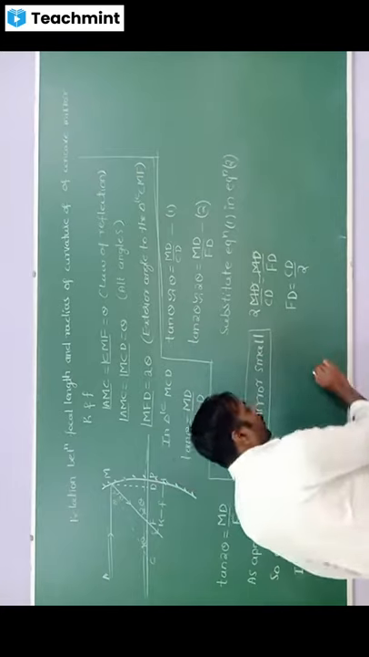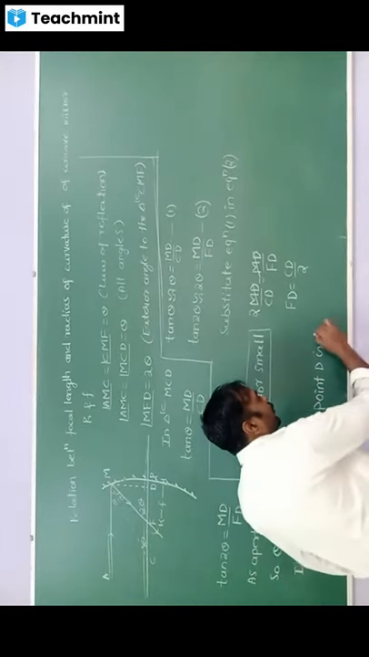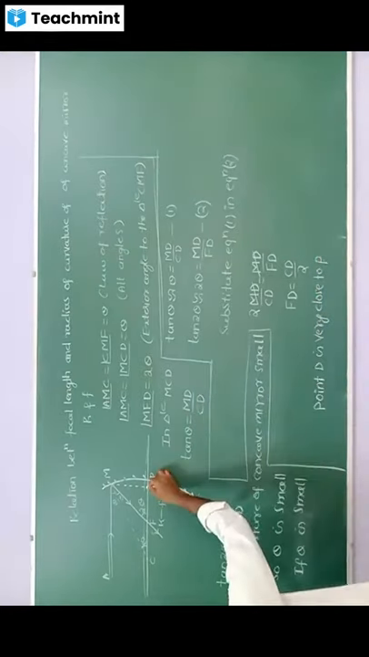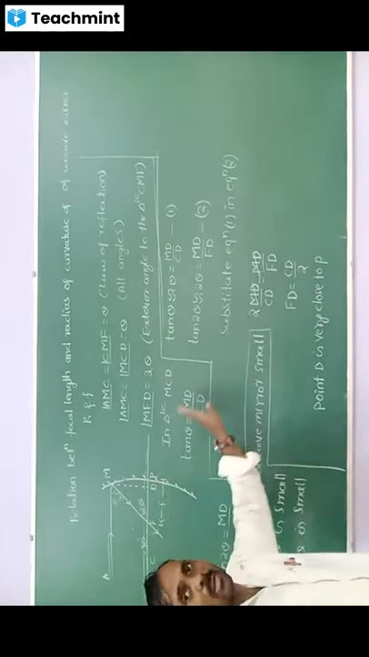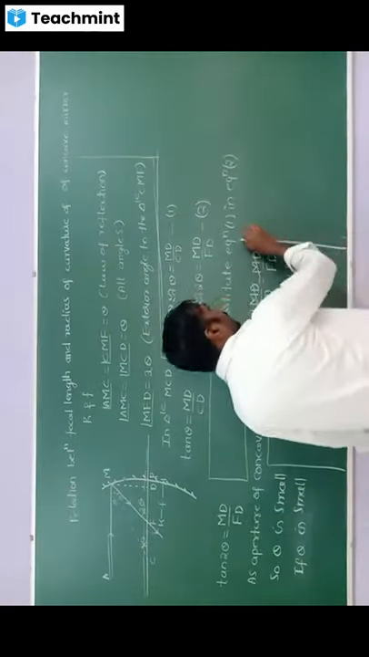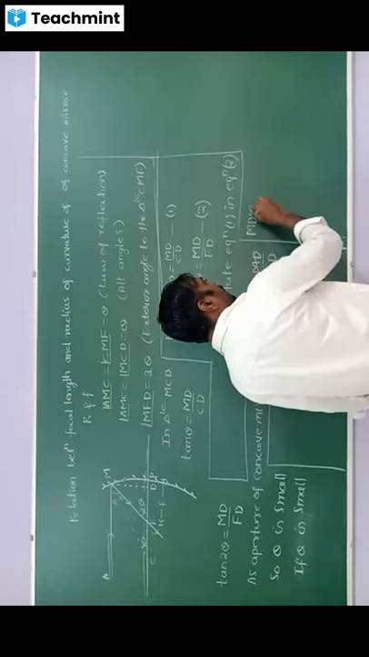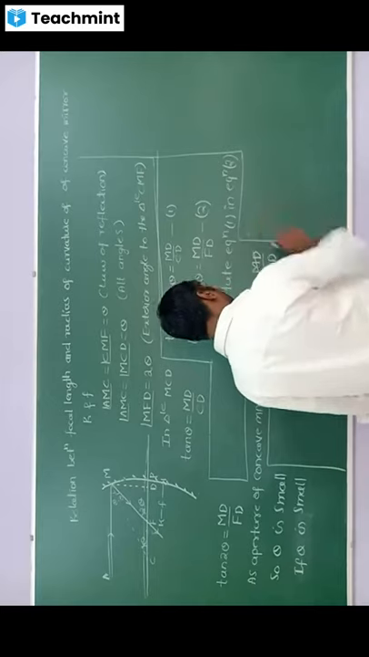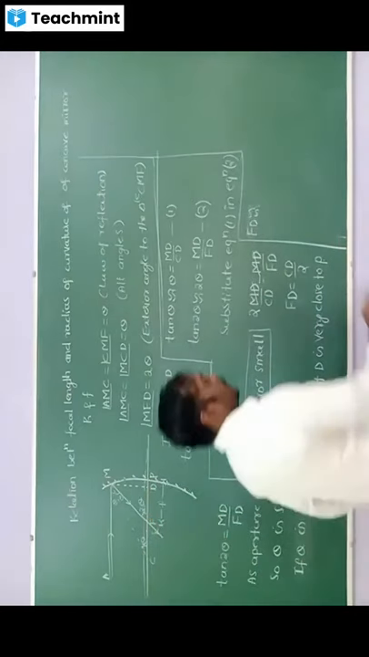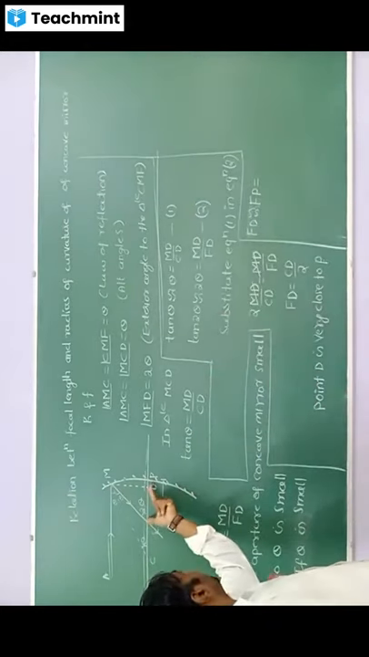Here point D is very close to P. So here we can write, FD is nearly equal to FP.